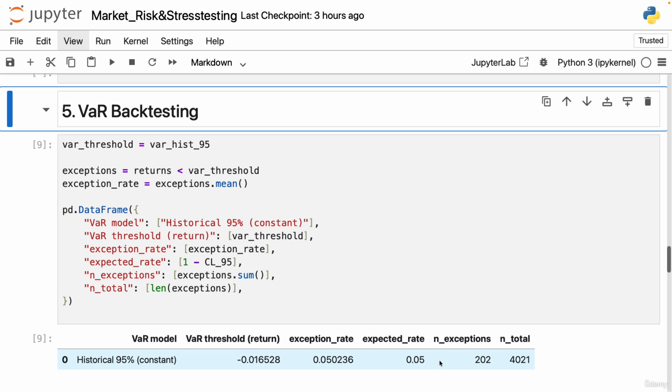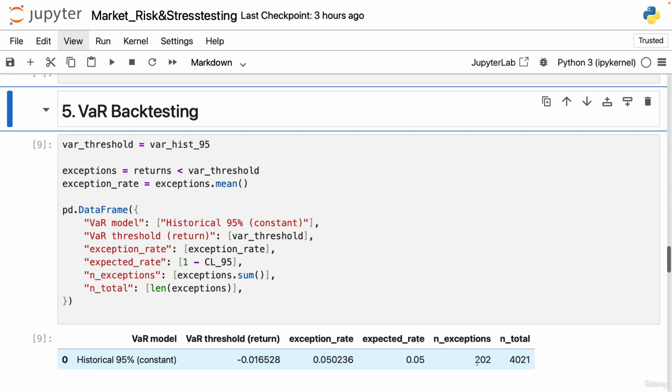The next two columns provide the raw counts behind those rates. Out of 4,021 total observations, we observed 202 exceptions, meaning days where realized losses exceeded the VaR threshold. These counts are important because they show that the exception rate is not driven by a very small sample, it reflects a substantial number of observations.